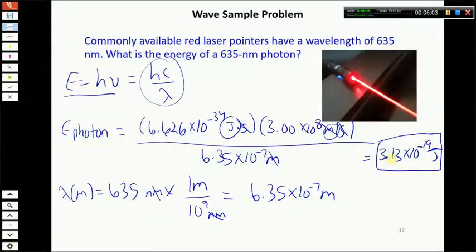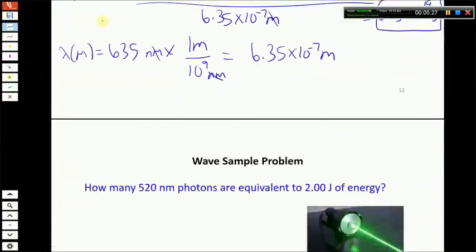So a typical laser pointer is around 1 milliwatt, I think, a common one. Maybe that's even too strong for home use, but it's around that value. So you're going to get something like 10 to the 15th, 10 to the 20th photons per second. So you have a lot of photons coming out of this thing. Each one has a very tiny amount of energy, but the collection of all of them has a significant amount of energy. All right, one more example problem.